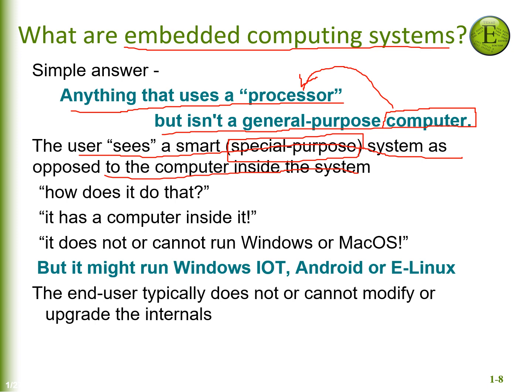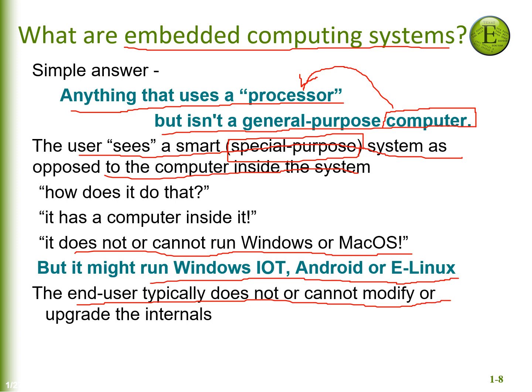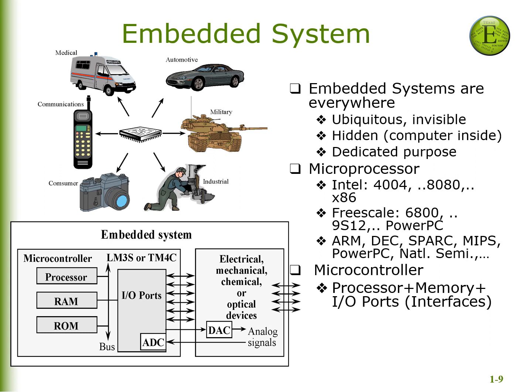And because it is a special purpose device, it doesn't have to run computationally intensive operating systems such as Windows or Macintosh, although it may be running some variant, some knocked down version of these operating systems. And the embedded system must be user friendly. However, unlike the general purpose computer system, the user cannot modify or upgrade the internals. The embedded systems are everywhere in our life, from cell phones to automobiles, military applications, and again, they find a lot of industrial applications in the industry.